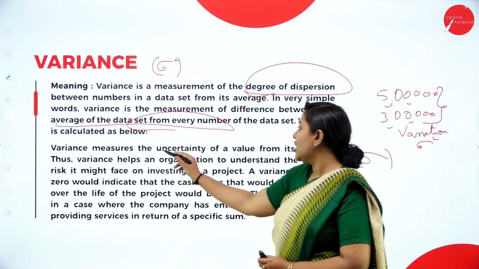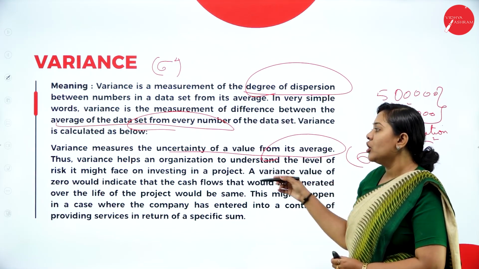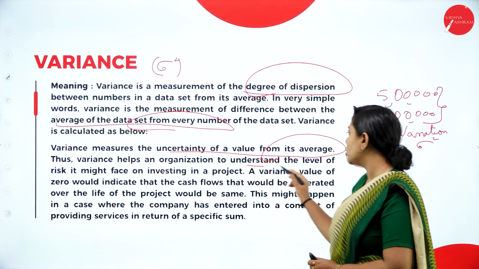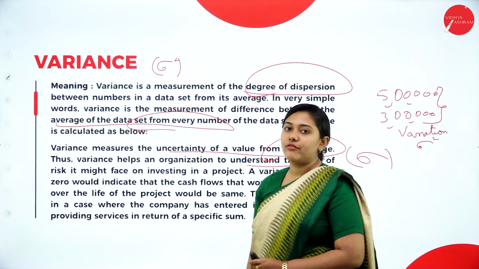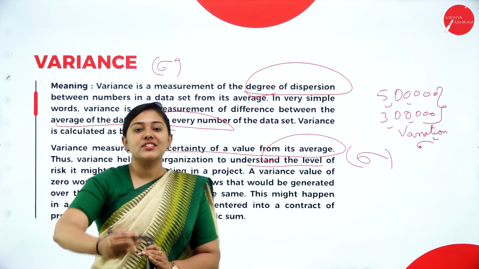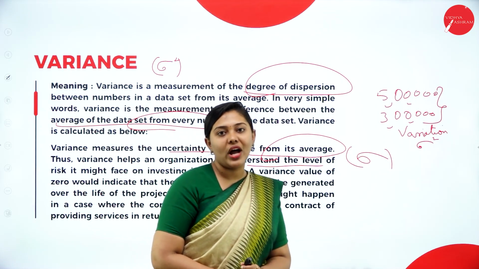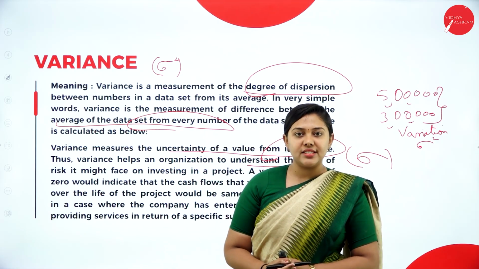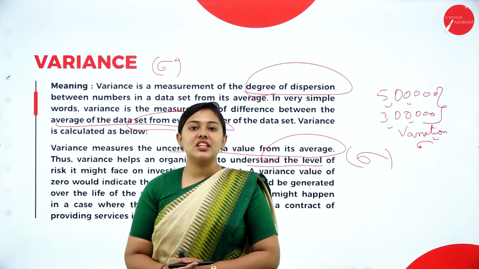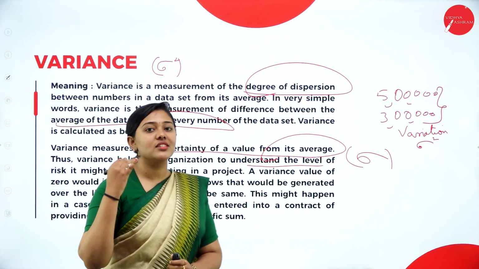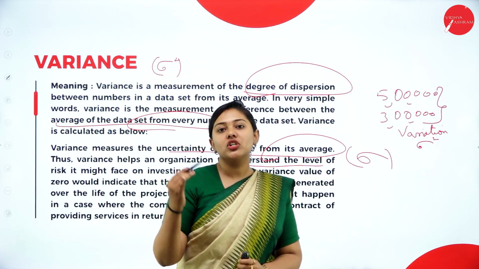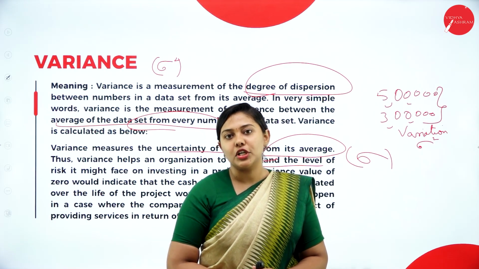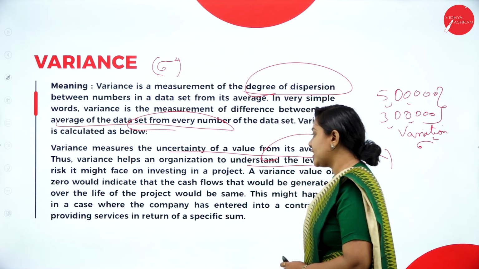Variance measures the uncertainty of the value from its average. Thus, variance helps an organization to understand the level of risk. What level of risk you have, what degree of risk you have. So, with the help of variance, you will be able to understand it in an easy way. As I have told you in the initial classes itself, the standard measures used to measure risk are variance and standard deviation. So, that is what they are telling here.